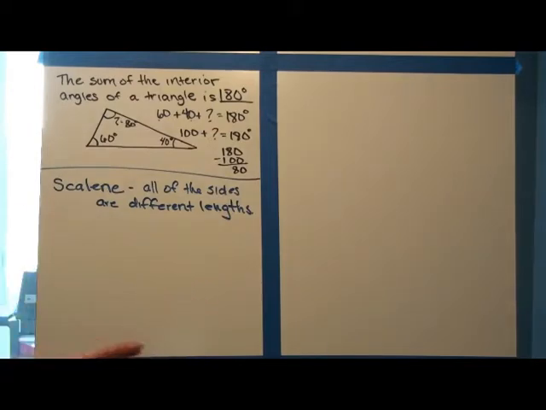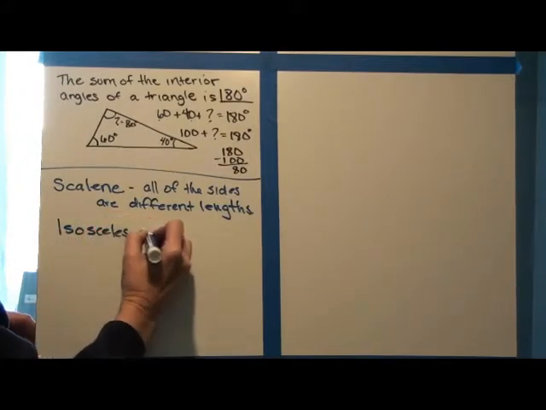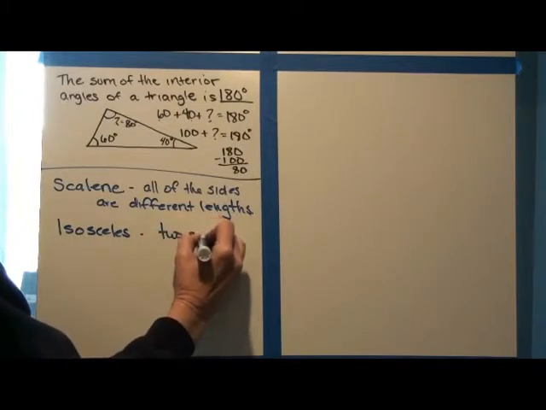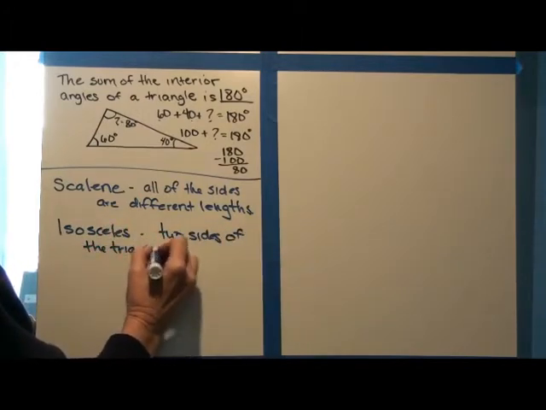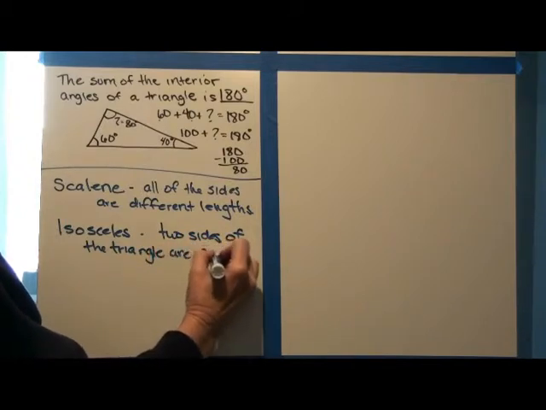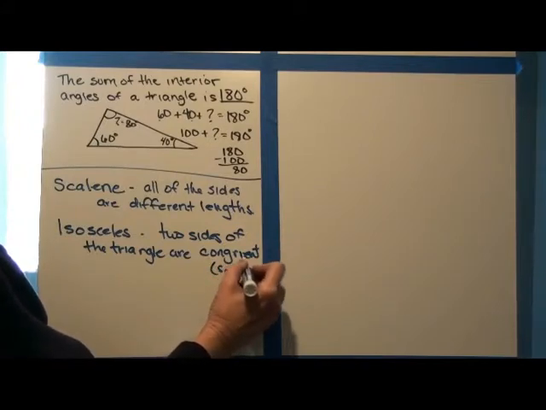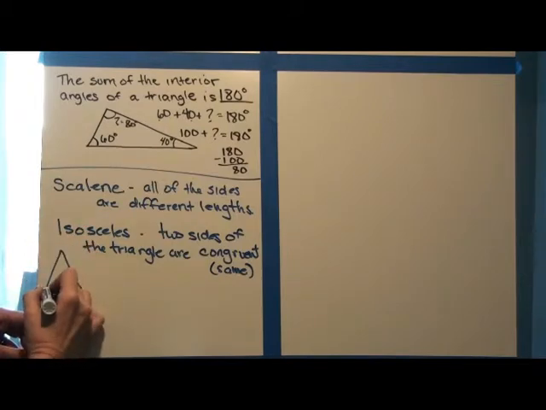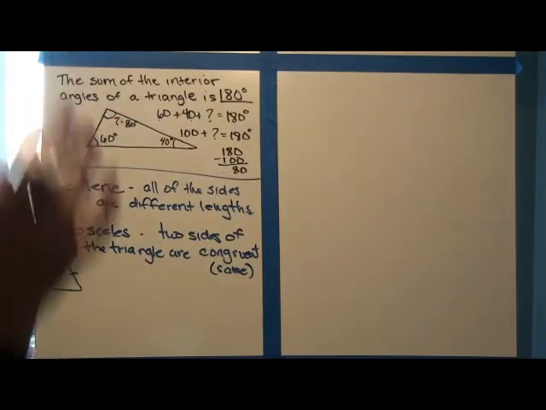Now, if you have two sides that are the same, you have what is called an isosceles triangle. That would mean that two sides of the triangle are congruent. They're the same. So a picture of that might just be here. You can see those two sides are exactly the same, but the bottom is different. Now, if it's scalene, they're all different.